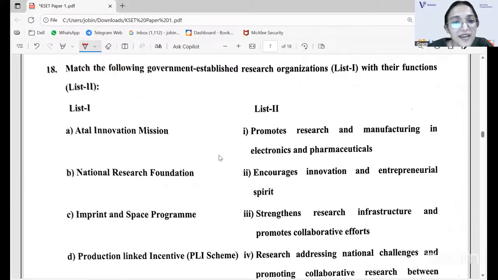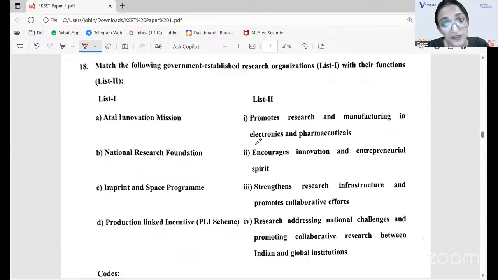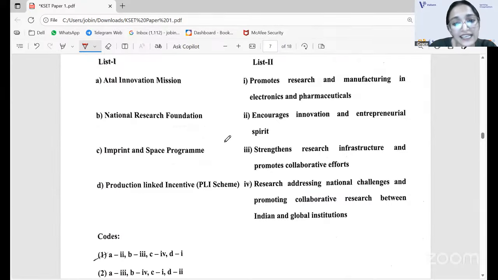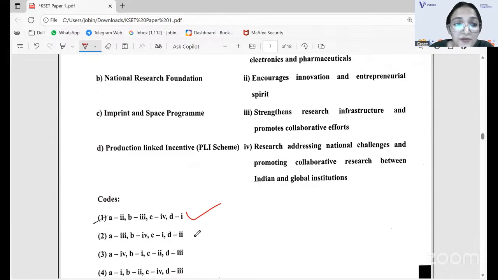Okay, the next one. Match the following government established research organizations with their functions. List 1 and list 2 are there. I can quickly go through the options. Agile Innovation Mission, you can easily match with option 2, encourage innovation and entrepreneurial spirit. That is the exact match. Then National Research Foundation, which is B, is option 3. Imprint and Space Program, you have to match with 4. And the final one, D, you have to match with option 1. So the right answer is option 1.